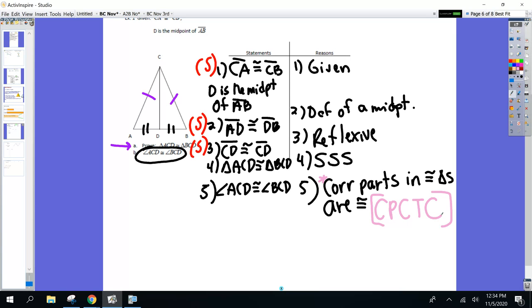The only thing I'm going to warn you guys about, if you do use CPCTC, you better put it in the right order with the right letters. If all of a sudden you write something random, you're going to fly. Just make sure it's correct, please. All right, everyone good? And that is only after you prove triangles congruent. CPCTC is not a way to prove triangles congruent. It is after you prove them congruent.